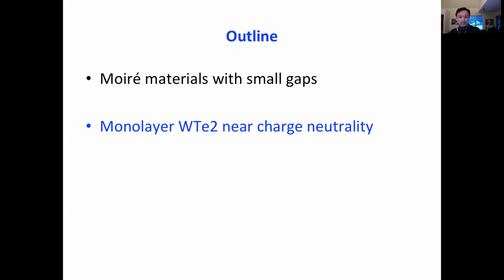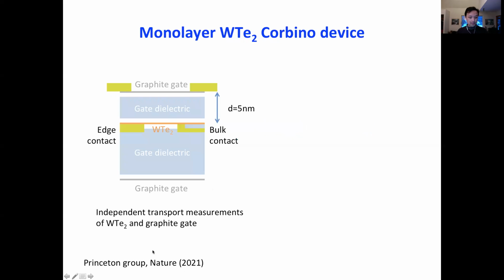So then it comes to the second example of my talk. I'll be telling you about monolayer tungsten ditelluride. The motivation of this talk is actually from this recent paper from the Princeton group. So we are looking at a device structure that's exactly the same as the Princeton group's.